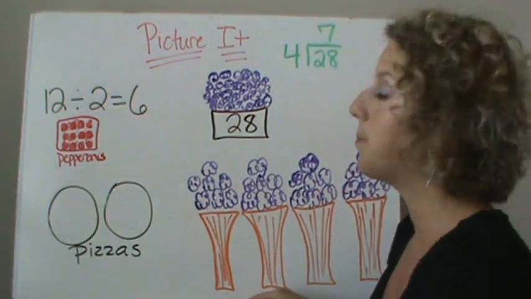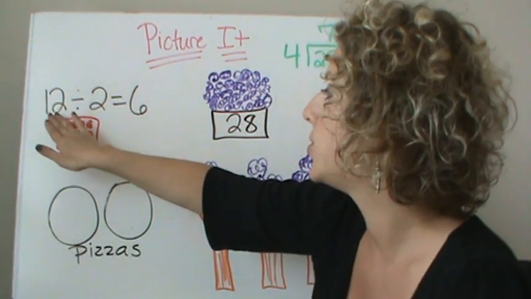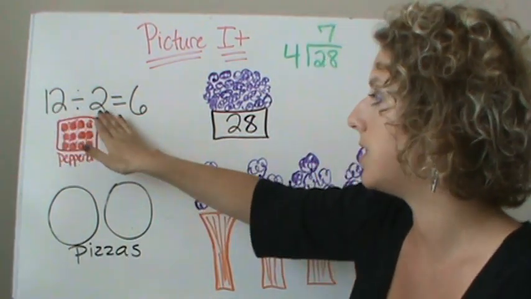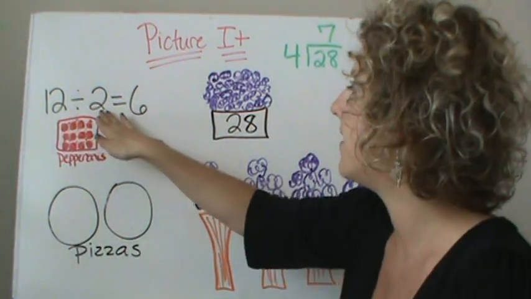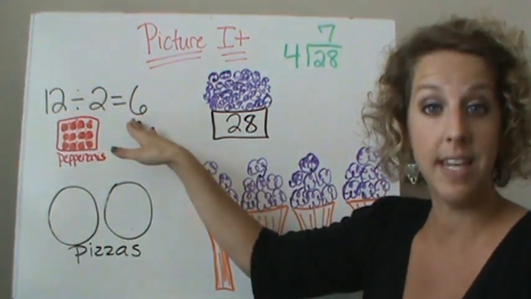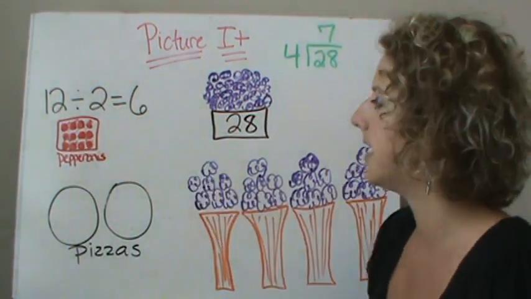Okay, if you want to picture division, let's say we have 12 pepperonis and we want to share them on 2 different pizzas. 12 divided by 2. Well, I already have the answer there, but let's make sure it's going to work. 12 divided by 2 is 6.